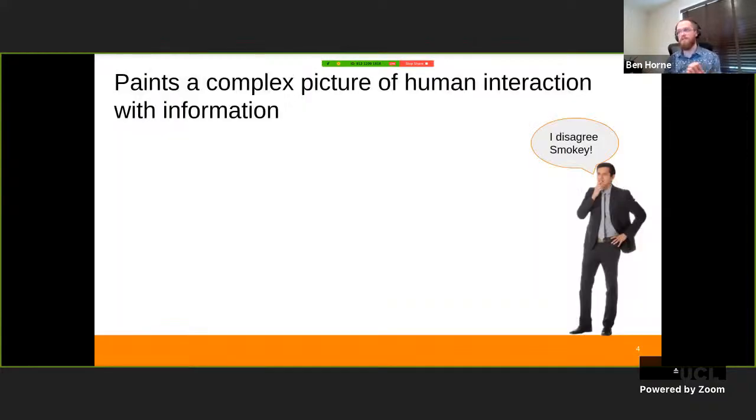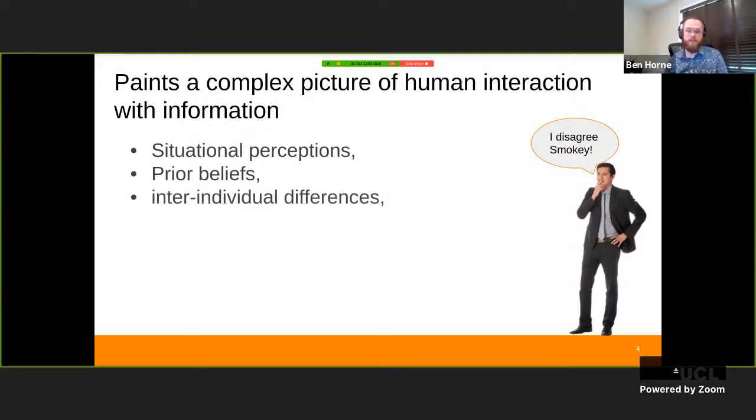And ultimately, this paints a complex picture of humans interacting with information, right? It's saying that, okay, sometimes we're good at saying when something is true or false, sometimes we're bad at it. It mostly depends on things like your situational perceptions, your prior beliefs, inter-individual differences, things like culture, educational background, all of these things. Ultimately, your trust in media. Do you trust mainstream media to give you information? Sometimes it comes down to your background knowledge, if the topic is very niche, et cetera. Right? So the idea here is we have two sets of literature.